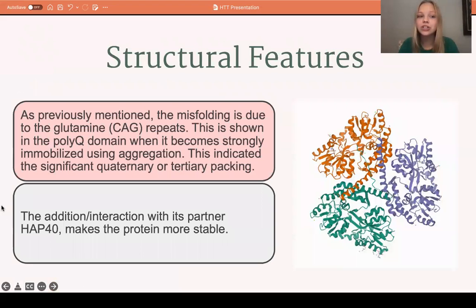So some structural features are that the misfolding is due to that glutamine repeat, and this is shown in the polyQ domain when it becomes strongly immobilized using aggregation. This indicates significant quaternary or tertiary packing, shown to the right. The addition or interaction with its partner HAP40 is what makes the protein more stable.